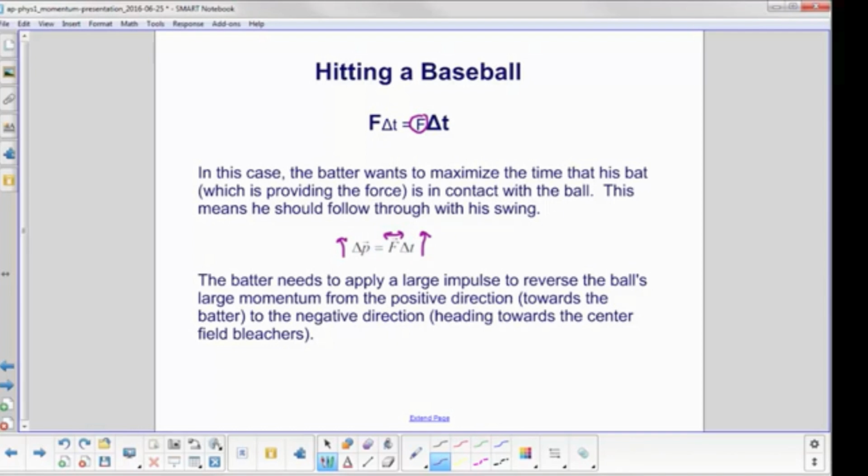So the batter will be applying a very large impulse because he will have to reverse the ball's large momentum from the positive direction, heading towards the batter, thrown by the pitcher, to the negative direction, which is heading towards the center field bleachers.